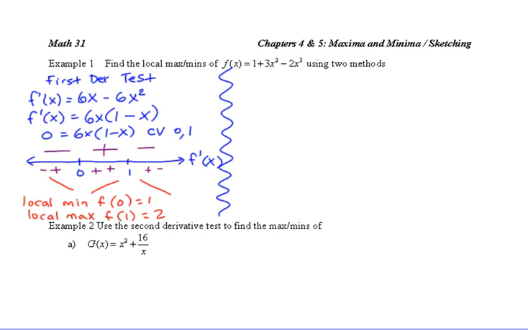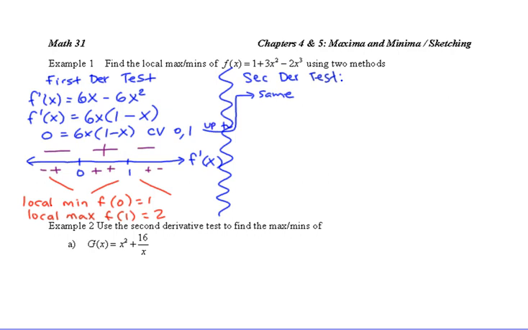You know how to do that, right? So what's the second derivative test? Well, this is what we do. The first steps are the same. So let's leave it, right? This is the same up to here.